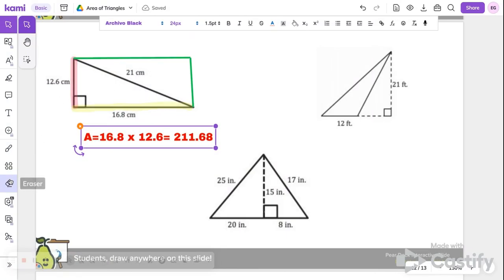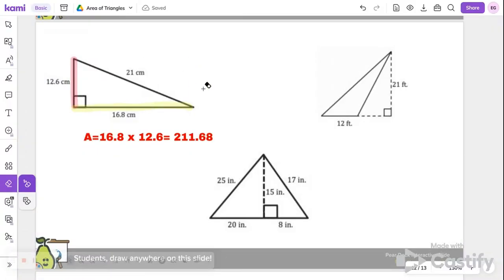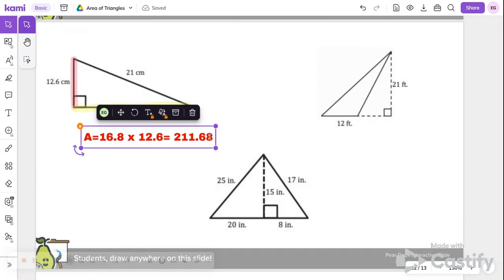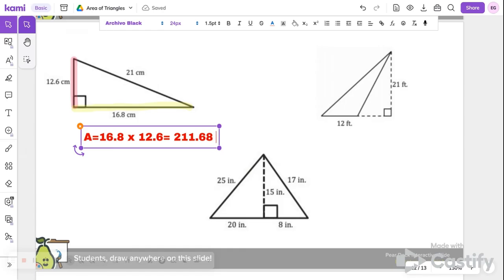We don't. We have a triangle. So I need to remove this half. So mathematically, the way that I do that is I'm going to take that amount and divide it by 2, and my final area would be 105.84 centimeters squared.